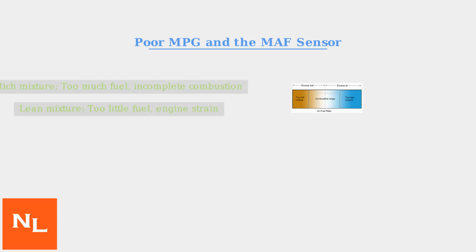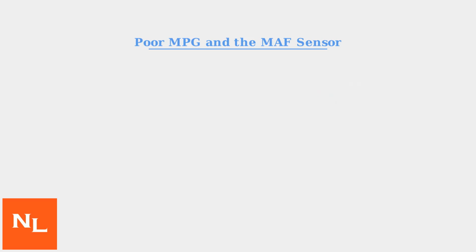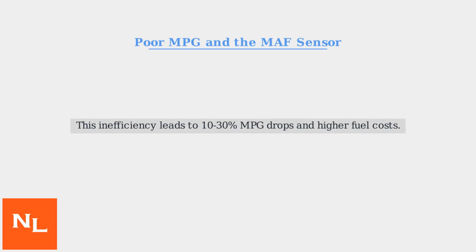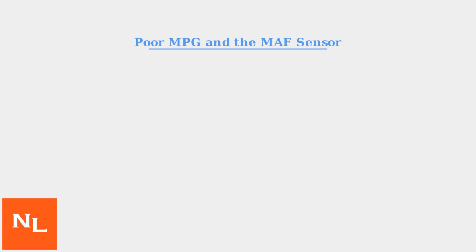A rich mixture means too much fuel relative to air, leading to incomplete combustion and wasted fuel. A lean mixture has too little fuel, causing engine strain and poor performance. Both result from MAF sensor inaccuracies. This inefficiency directly translates to a noticeable drop in your car's MPG, potentially 10 to 30% lower than normal. For example, a vehicle getting 25 mpg might drop to 18 mpg.